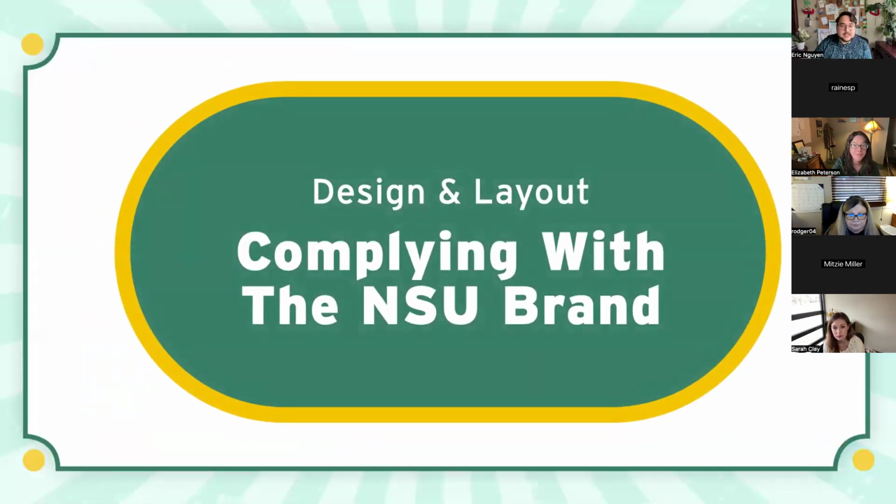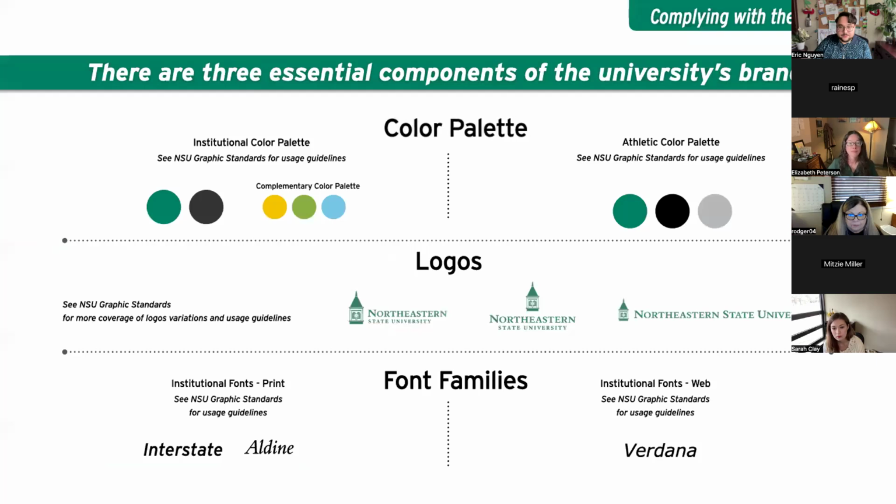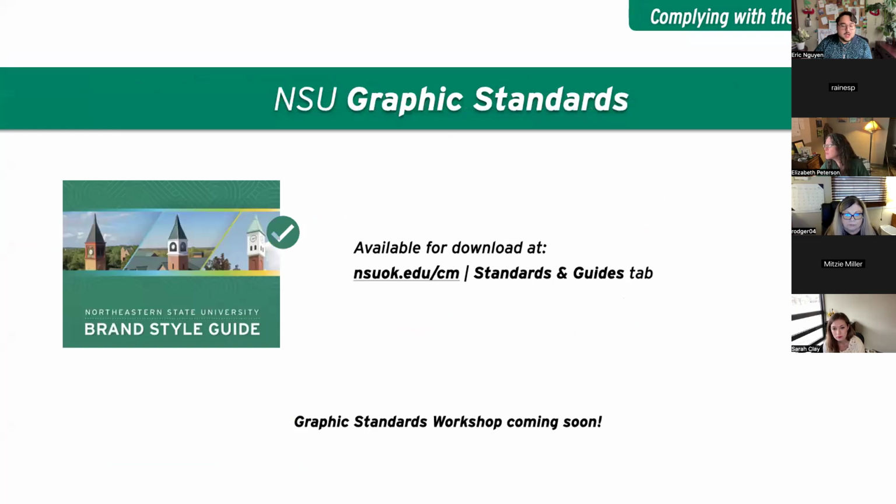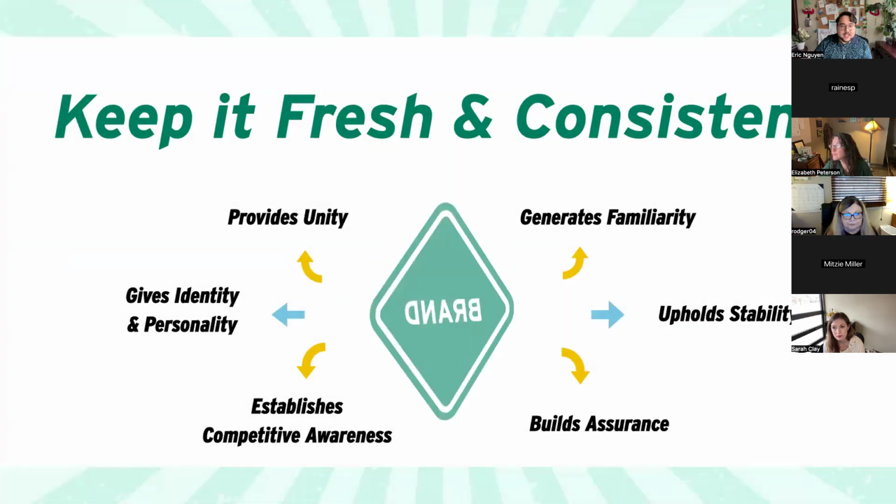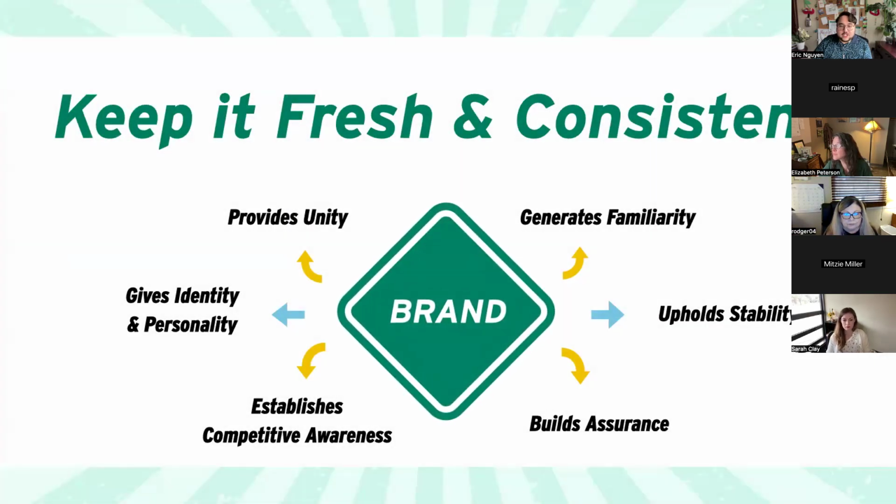Our next topic is complying with the NSU brand. There are three essential components of the university's brand. These include the color palette, logos, and font families. Usage guidelines for these components are detailed in our NSU Graphic Standards book. Speaking of the graphic standards, you can find it for download at nsuok.edu/cm in the Standards and Guides tab. A graphic standards workshop is coming soon. By using the NSU branding, it helps keep designs fresh and consistent by providing unity and so much more.